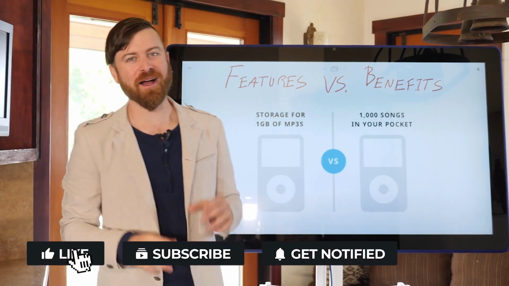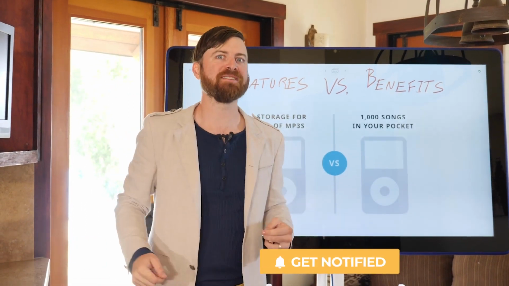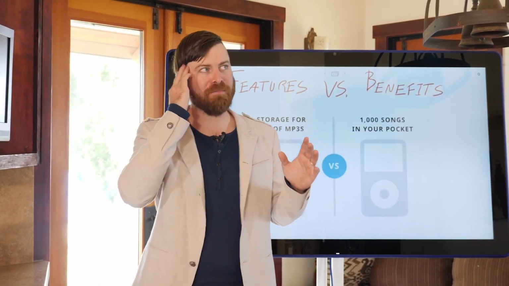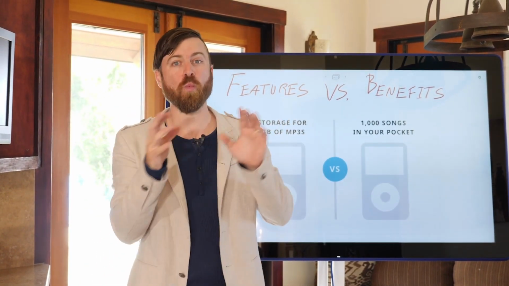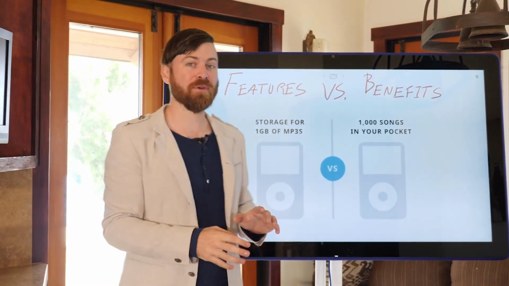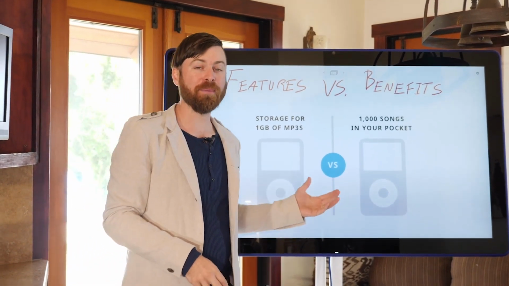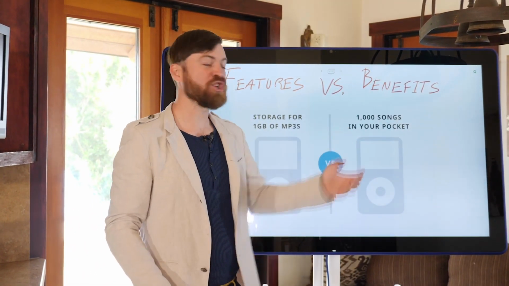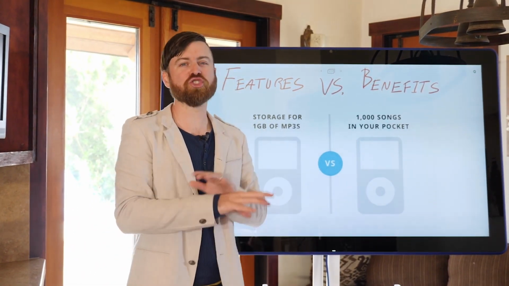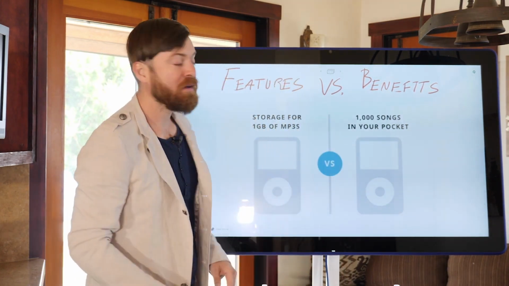Ooh, this is exciting. Understanding the difference between features and benefits was one of the biggest marketing realizations that I had that really made me understand how to do marketing and how to do marketing that works. And when you understand the difference, you'll understand why, in the classic example of the MP3 player, Apple was able to build their market share so fast and so strong by advertising benefits rather than features.